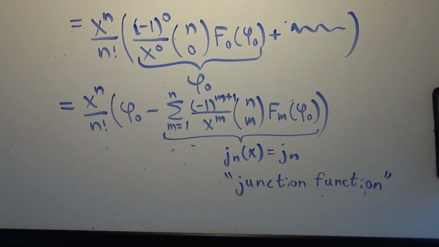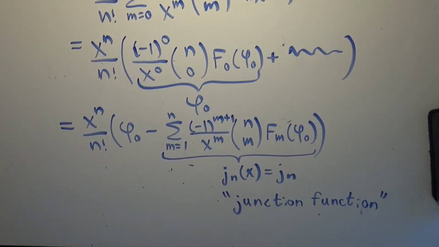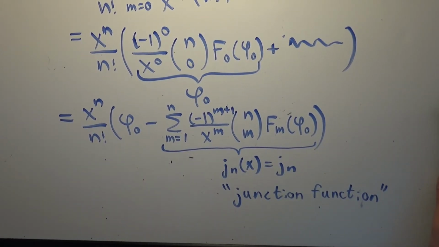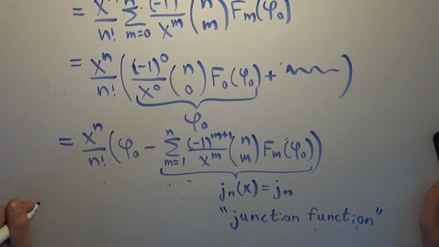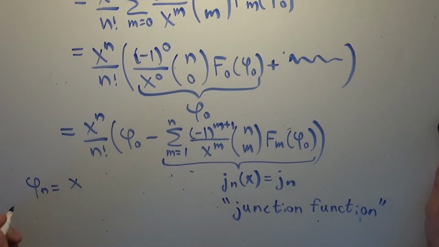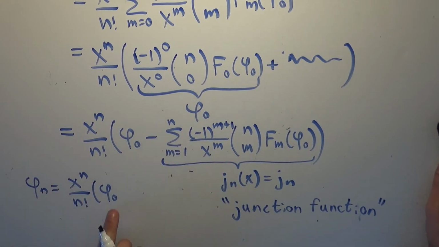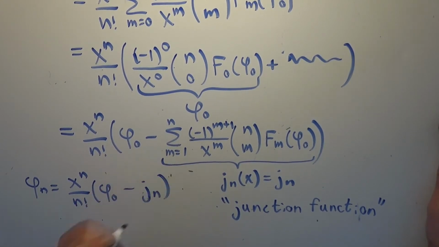So it's a specific thing that's related to the function we're considering taking the inverses of. Maybe it's related to the original f, maybe it's related to the f inverse more closely. I'm not sure, but we have a couple of examples that I'd like to go over, and then perhaps other people can explore this a little bit farther. So in short, our phi n is now being expressed in this way. It's x to the n over n factorial times phi 0, which is again the inverse of f, taking no integrals, minus this junction function jn.